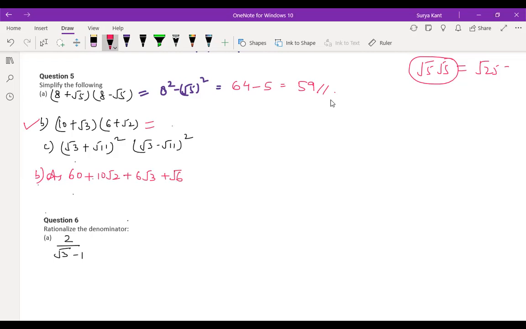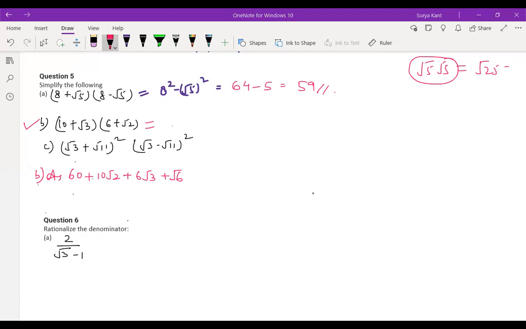Sir, can you repeat it again? You can see here on the desktop: 60 plus 10 root 2 plus 6 root 3 plus root 6, like that, right? Harini, can you hear me? Yes, sir, I can hear. I'm repeating your answer: 60 plus 10 root 2 plus 6 root 3 plus root 6. Is it? Yes. Everyone got the same answer?